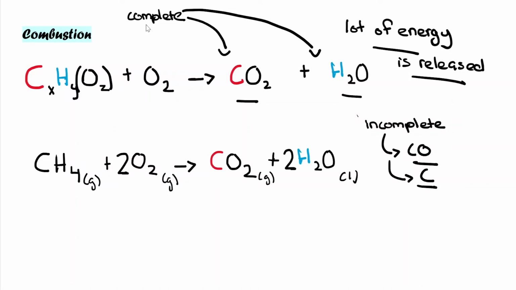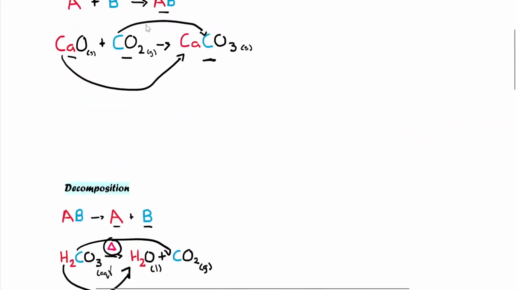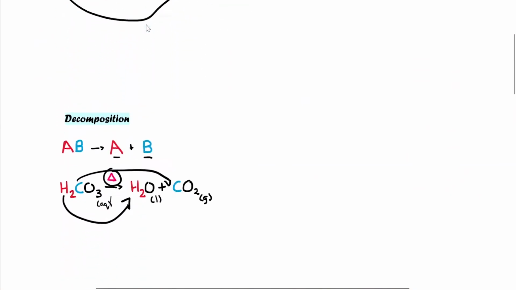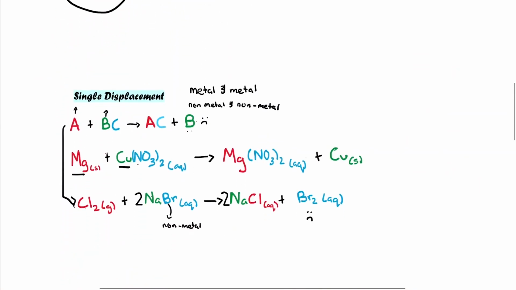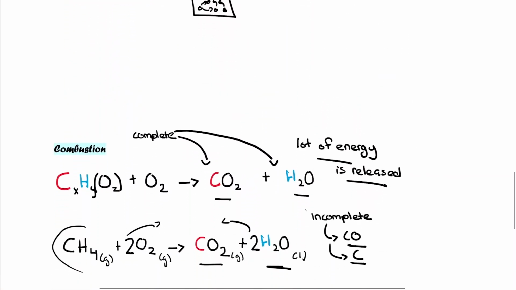But the example problem I have here is CH4, methane, a very simple hydrocarbon derivative, combining with oxygen. And as you said, this is going to be a complete combustion, so you're going to have carbon dioxide and water. These coefficients just balance the equation. All right, so in this video we looked at the different types of chemical reactions. We looked at synthesis reactions, decomposition reactions, single displacement reactions, double displacement reactions, and combustion reactions.